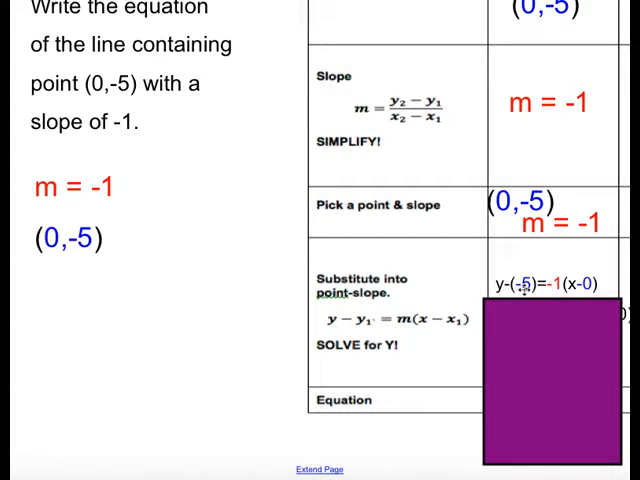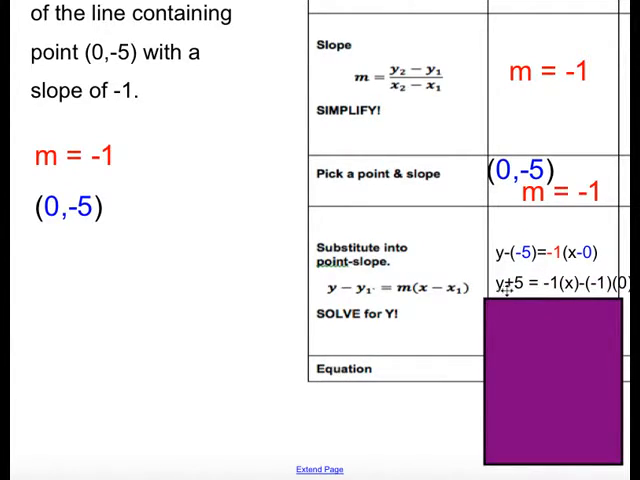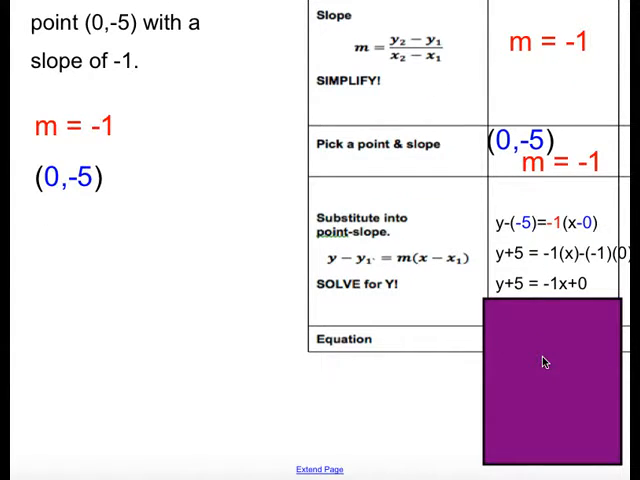Now, y minus a negative 5 becomes y plus 5, and I'm going to go ahead and distribute that negative 1 through. So we're going to take negative 1 times x, and we're going to take negative 1 times a negative 0. Well, that leaves me with y plus 5 because minus and negative is a positive. Here I've kind of broken it down to you, but you should realize that 1 times 0 is just 0. So now the equation we have is y plus 5 equals negative 1x plus 0.